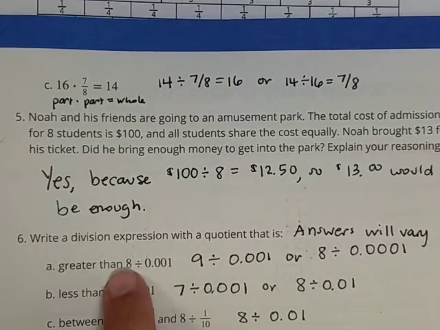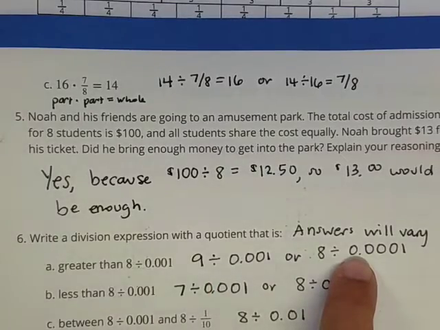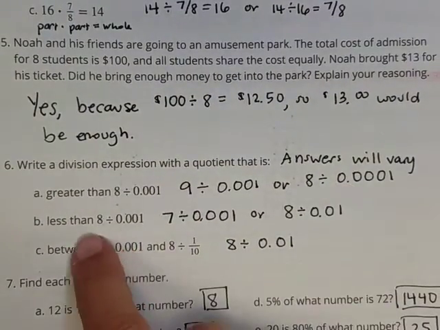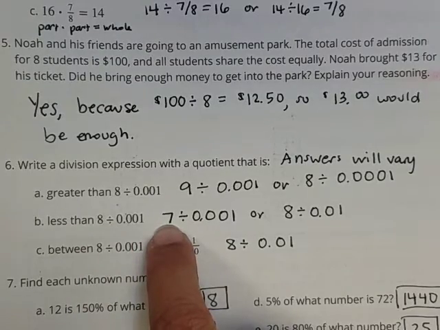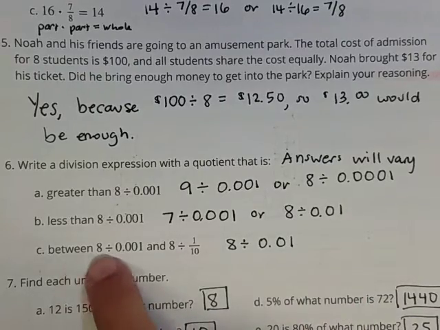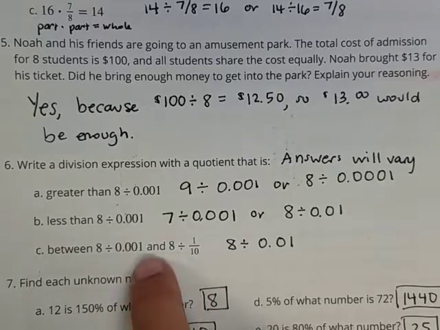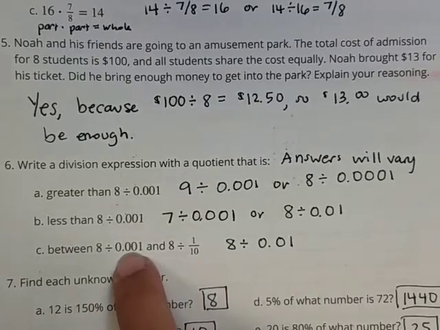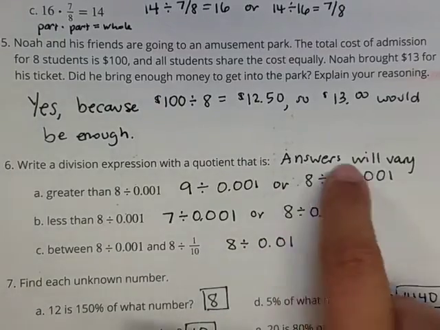So I just changed my dividend to be a bigger number, or I changed my divisor to be a smaller number. If I want my number to be less than 8, I'm going to change this to be a smaller number, or I'm going to change this to be a bigger number. Between these two numbers, what I did was I left 8 alone, and I just found a decimal that's between 1/1000th and 1/10th, and I got 1/100th. So that's what I chose there, but your answers will vary.